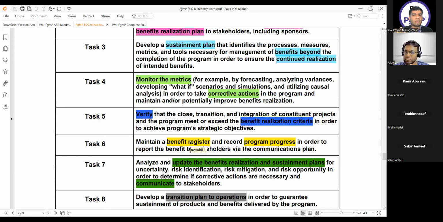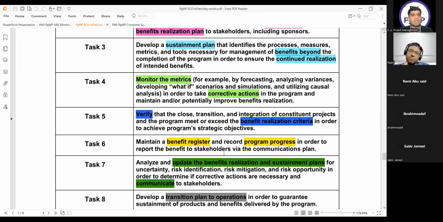When he talks to you about actually recording the program progress in order to report the benefits to the stakeholders, say you are a program manager presenting a monthly report to your stakeholders on the progress of the program based on the benefits: what has been delivered, what is being done and what will be done in the future. Which will be the most suitable document to present? Roadmap, benefit register, business case, charter. In that case, when it talks about the benefit, it will be a benefit register.